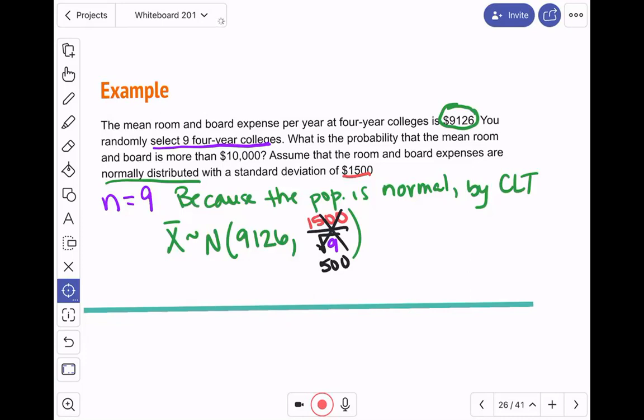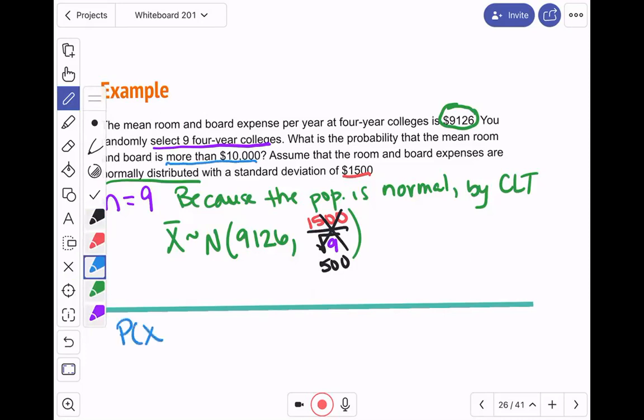So now I want to know, what is the probability that you get a mean room and board that is more than $10,000? So I want you to find the probability that X bar is greater than $10,000. Because we're using the central limit theorem, the shape is going to be what already? Bell shape or normal, approximately normal.